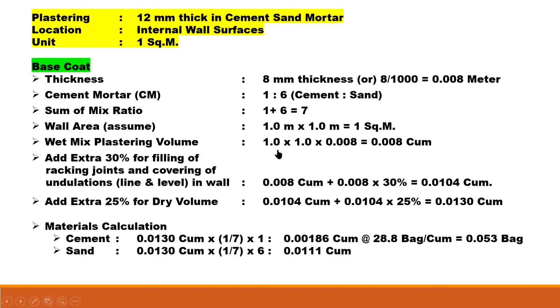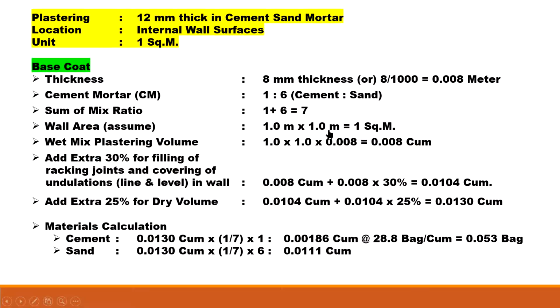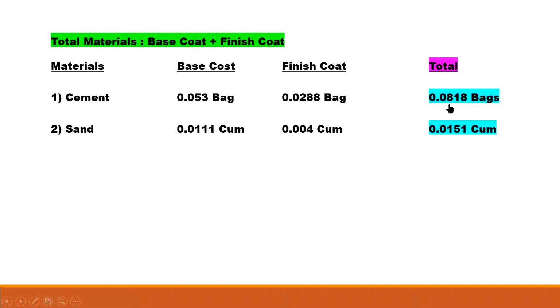So to do the 12 mm thick plastering of two coats, base coat 8 mm thick with 1:6 proportion of cement sand mortar and finish coat of 4 mm thick with cement mortar 1:4, we need 0.0818 bag of cement and 0.0151 cubic meter of sand.